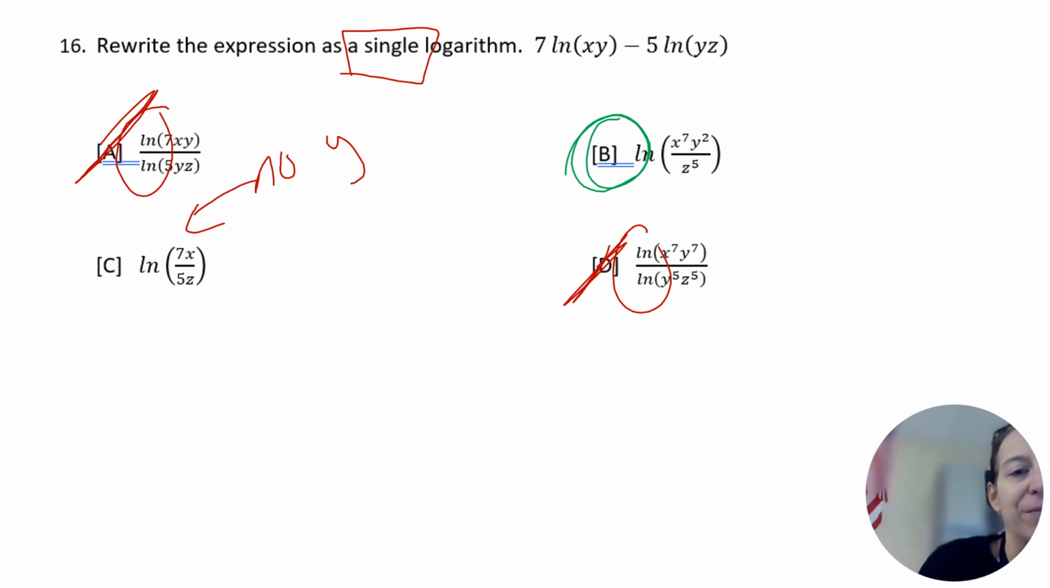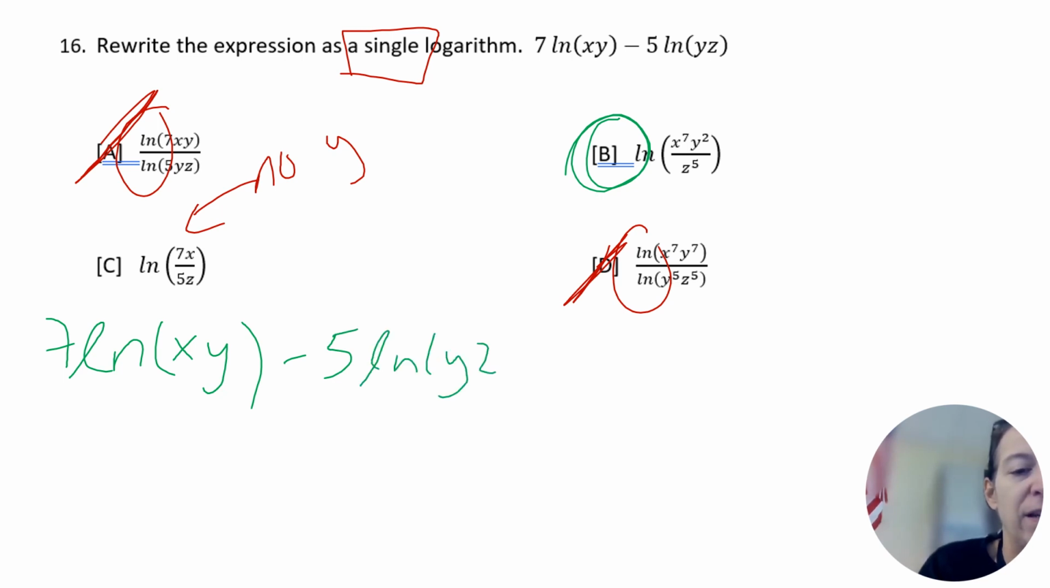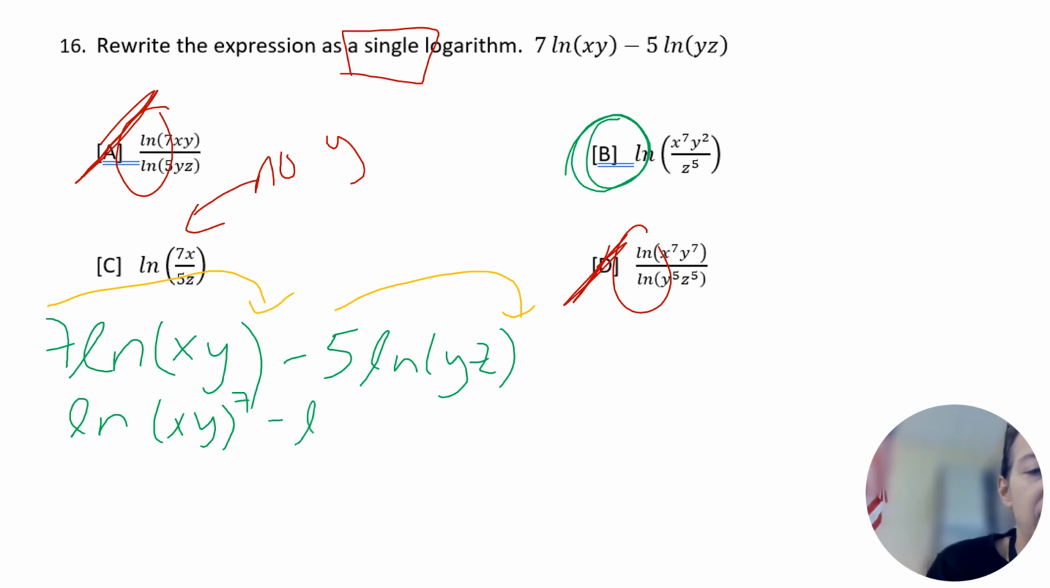Now, that being said, let's go and review how we do this. This is an L. It's not an I. I saw that on your test. I mean, I knew I would, even though it says in your notes. All right, so first thing we do is we're going to move the coefficients into the exponents. So I'm going to have the natural log of xy to the 7th minus the natural log of yz to the 5th. Then when I go to collapse subtraction, it will collapse into division, but it's only one log.